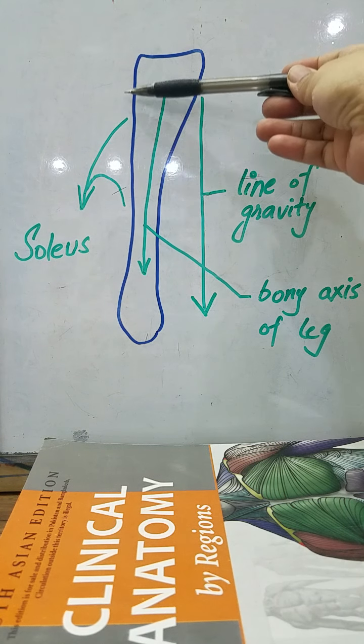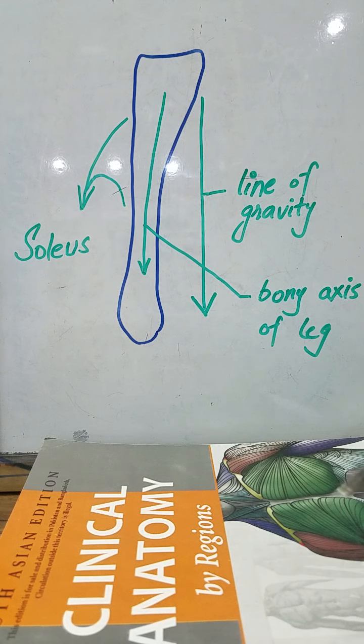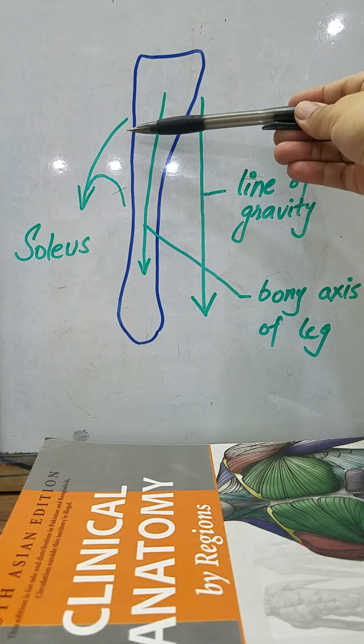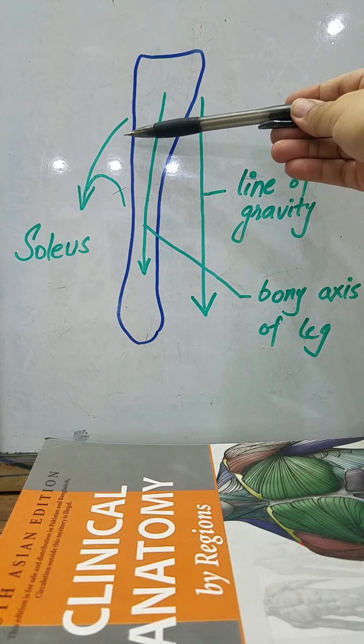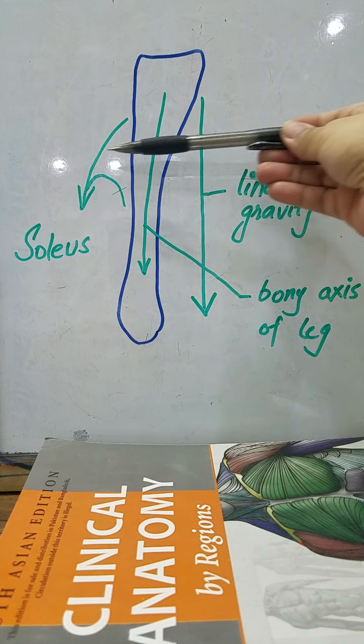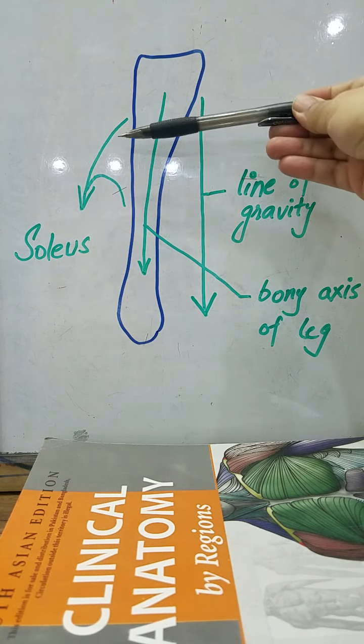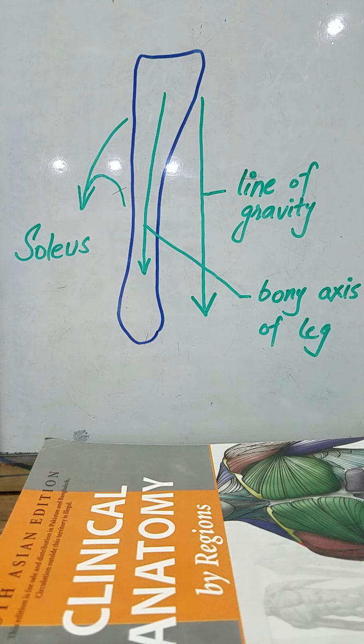But this action of the line of gravity is countered by the action of the soleus muscle. The soleus muscle, which is attached to the posterior aspects of both the tibia and the fibula, has a sustained contraction, and it keeps pulling the body backwards and prevents the body from falling forwards. So when you're standing for long periods of time, your legs get tired because the soleus is continuously acting on the body to keep it from falling anteriorly. It may employ the gastrocnemius intermittently from time to time, but primarily it is the soleus muscle which is responsible for not letting the body fall forwards.